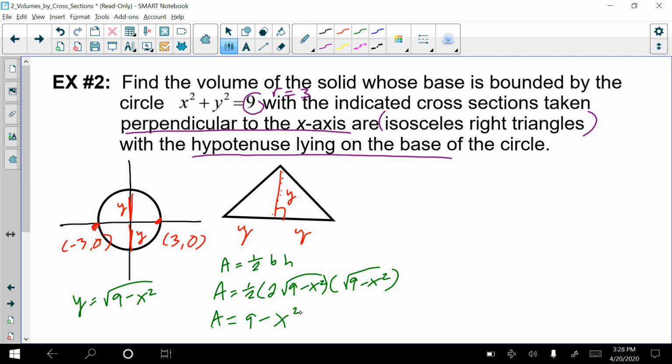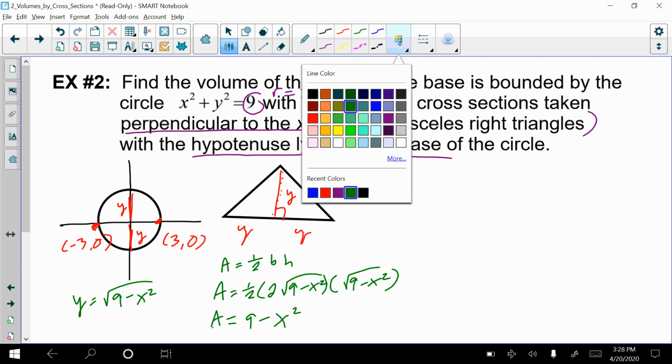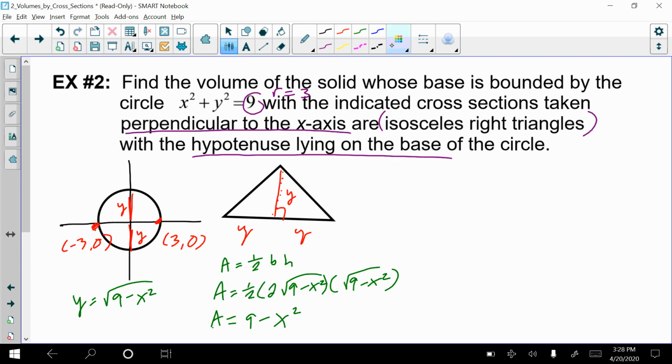Now, in this case, the interval, let me pick another color here for the interval. Give me my blue. Okay, so the interval in this case is going to be from this x point all the way to this x point. So the interval is going to be from -3 to +3.